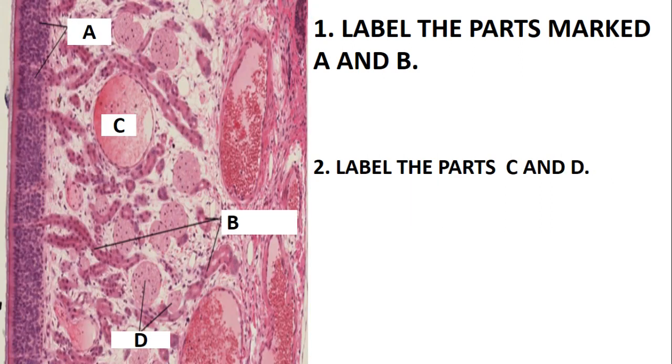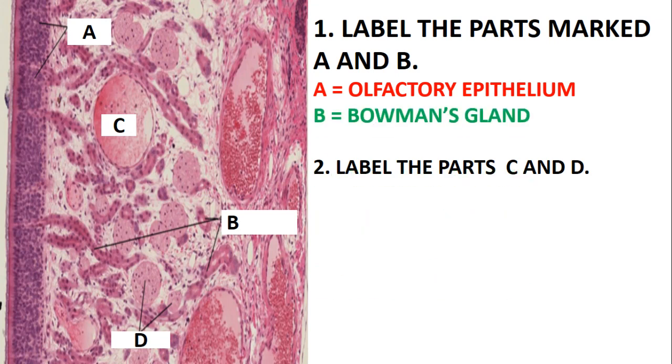Okay, the next slide is label the parts marked A and B. So we are still talking about the same thing. A is the olfactory epithelium, and then B is the Bowman's glands, like I have already stated. Label the parts C and D. So C is the venules, and then D is the fila olfactoria.